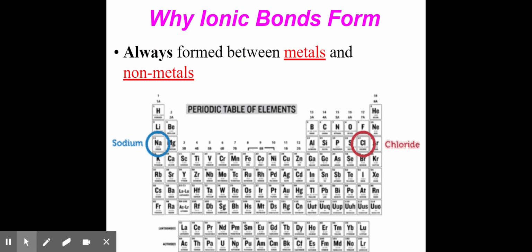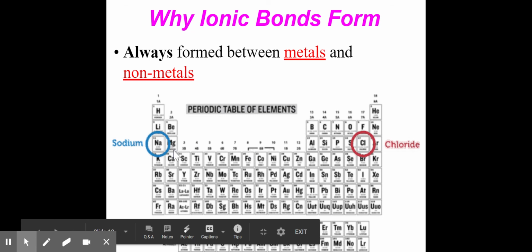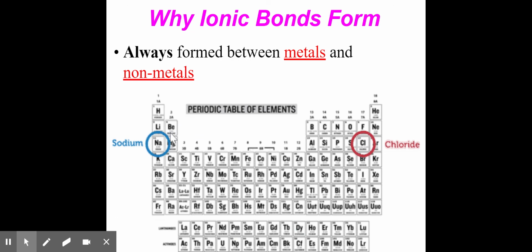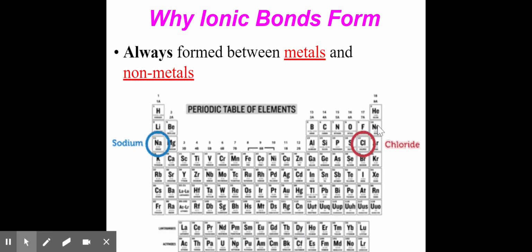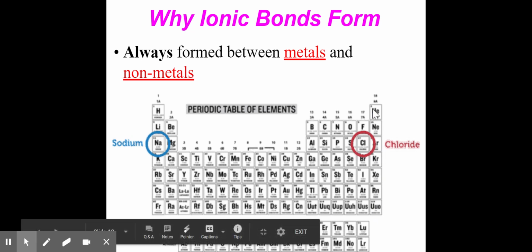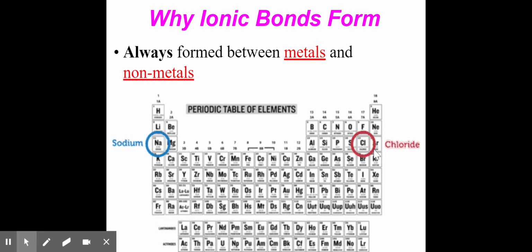Okay, so ionic bonds, why do ionic bonds form? Again, if you remember, metals are on the left side of the periodic table, they would prefer to give away electrons to form positive ions. And non-metals are on the right side of the periodic table, they want to receive more electrons to have the same arrangement as the noble gases, so they prefer to receive electrons to become negative ions. So ionic bonds always form between a metal and a non-metal, like sodium and chloride. It's the perfect match.